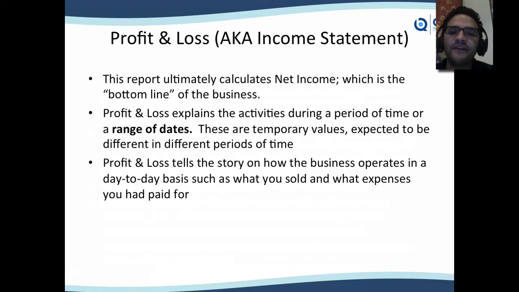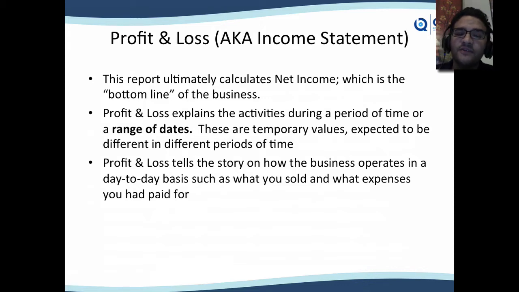Now, the profit and loss explains activities during a period of time or within a range of dates. So from date A to date B. So these are called, in concept, temporary values. That means that we can look at a profit and loss from last year, and then we look at one from this year. The stuff that we looked at last year no longer matters. It's lost in time. It's history. And we expect these numbers to change or vary over time.